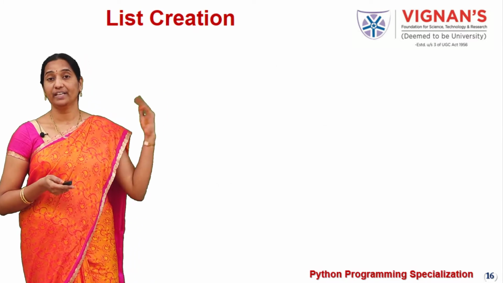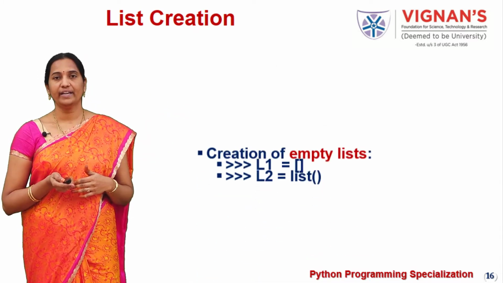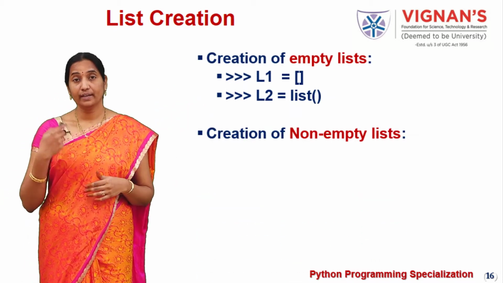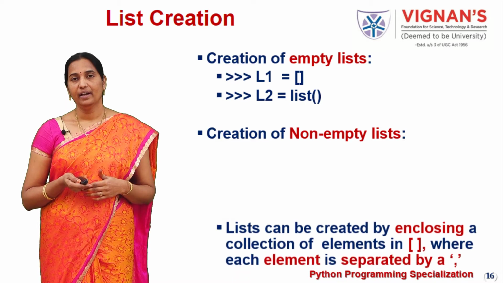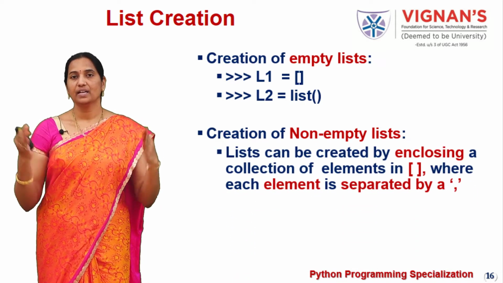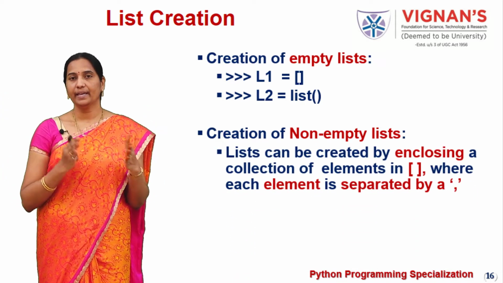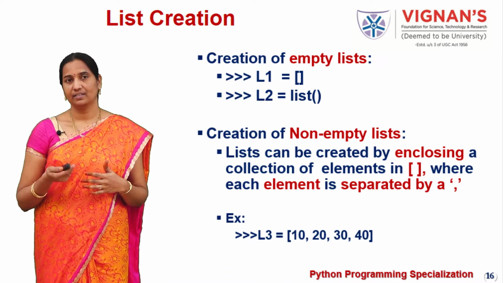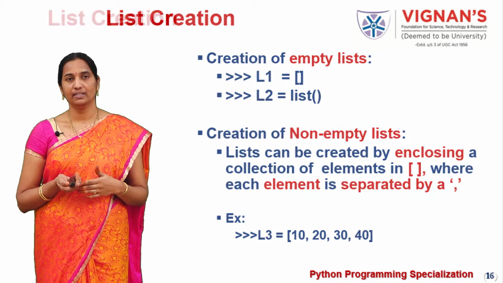Now, let us see how do we create lists. We can create an empty list using one of these two ways, whereas a non-empty list can be created by enclosing the list of elements in square brackets by separating each element using a comma. So, that is how we can create a non-empty list and an empty list.